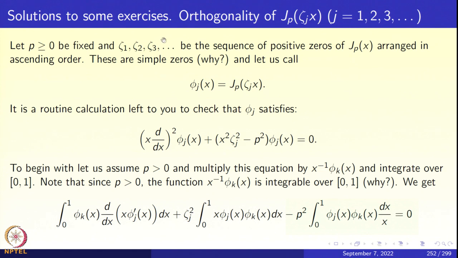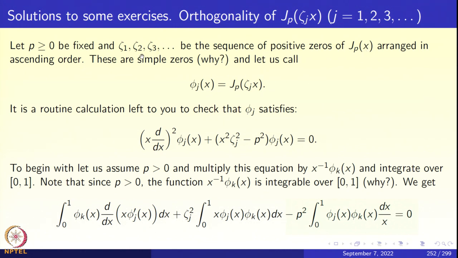These are the non-zero roots of the Bessel's function. If I take p positive, if p is 3, for instance, we know that Jp of z is z cubed times a power series with a non-zero constant. So the origin is definitely a zero of the Bessel's function if p is positive. But that's not what we are talking about. In this list, zeta 1, zeta 2, zeta 3, none of the zetas are zero. We are looking at the non-zero zeros of the Bessel's function, if you like. So why is it that these zeros are simple?